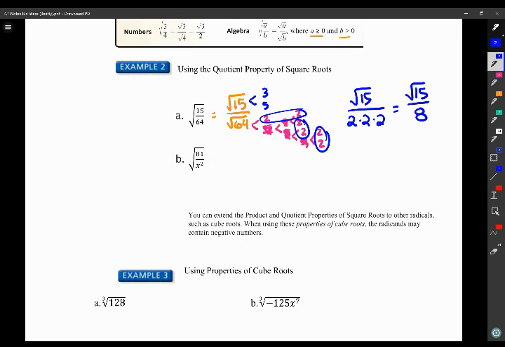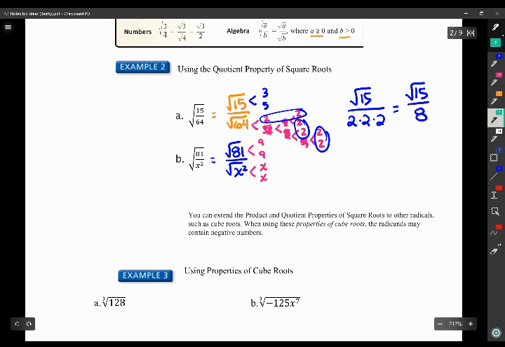Same thing with the next one. So I'm going to do square root of the top, which is 81, over square root of the bottom, which is x squared. And then we're just going to break it down. So square root of 81, same idea. If I notice that it's 9 times 9, great. If I don't, then you're going to have a longer process, but you'll still get the same answer. I have a pair of nines, so that goes on top. And you have a pair of x's on the bottom, so that stays on the bottom. So this is my answer.